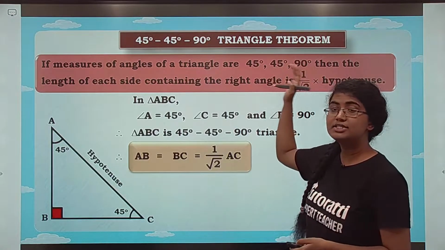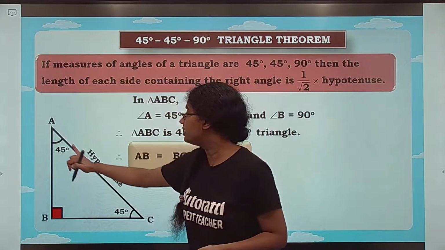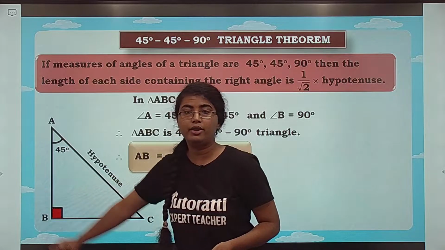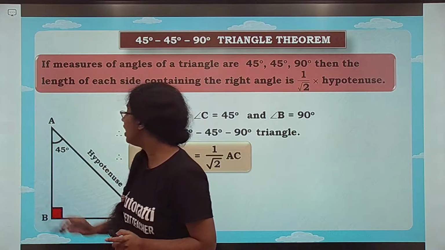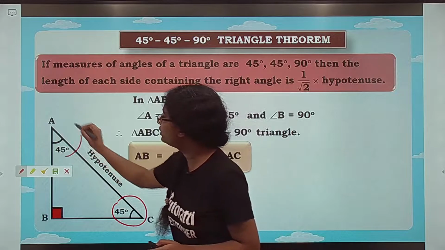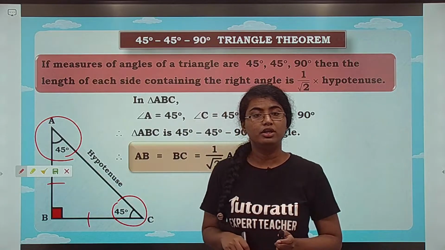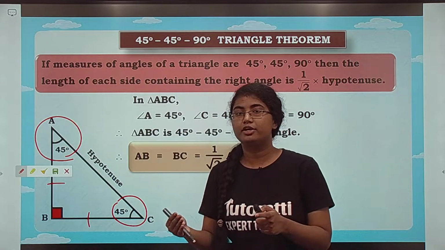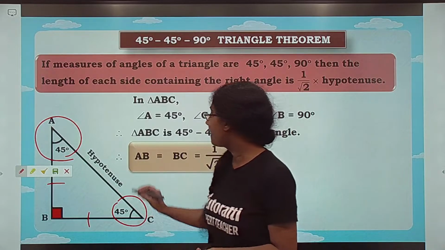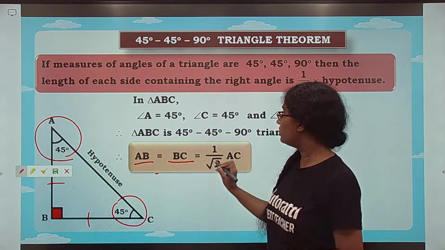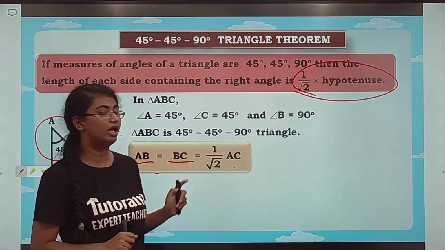Now, which are the sides that are containing the right angle? AB and AC. So, AB and AC are nothing but sides opposite to 45 degree. As you can see, now here we are going to use something that we have studied already. This angle is congruent to this angle. Can we say that the sides opposite to these angles are congruent? Isosceles triangle theorem's converse. Converse means exactly the opposite of what the isosceles triangle theorem said. So we can say that AB is equal to AC, which is equal to what is given to us, 1 by √2 times the hypotenuse. So it is 1 by √2 times AC.